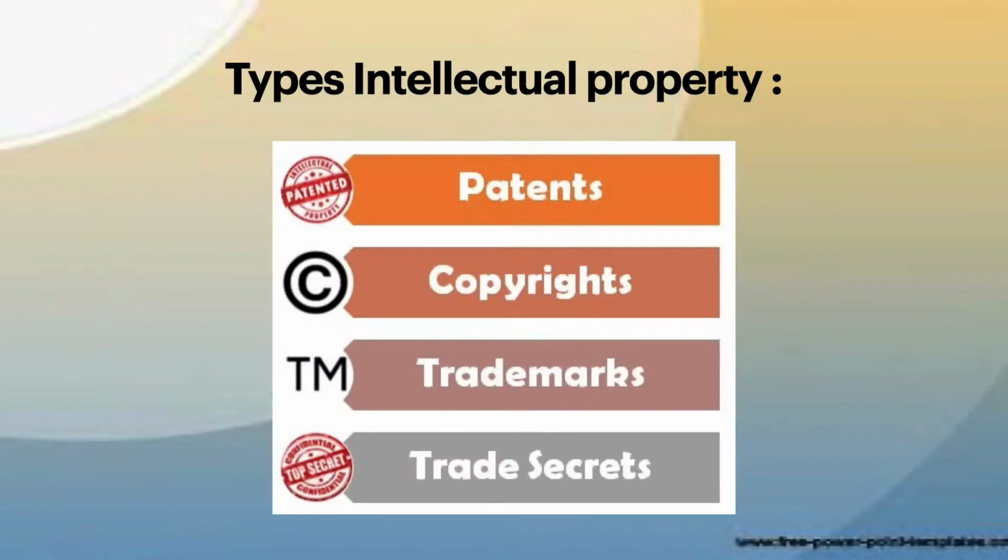Let's look at the types. We have commonly 4 different types of intellectual property: patents, copyrights, trademarks, and trade secrets. So in this chapter, we are focusing on patents, but let's look at the meaning of the other 3 things as well. That is copyrights, trademarks, as well as trade secrets.